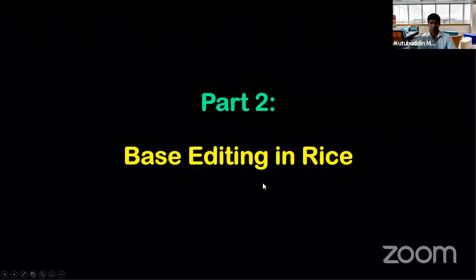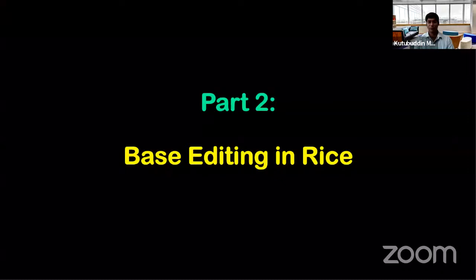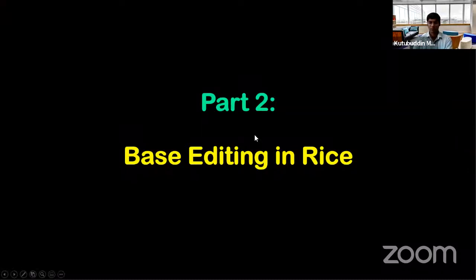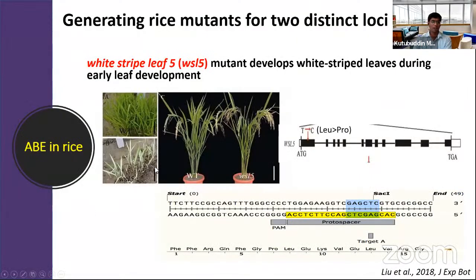Okay, so now coming to part 2, I will give you some practical examples of how it could be done and what the results look like. So here, we have targeted the gene white stripe leaf 5.